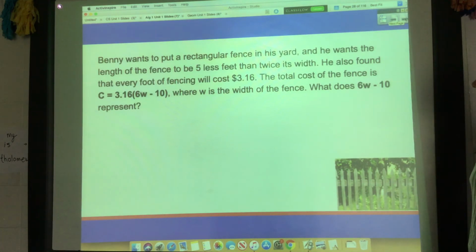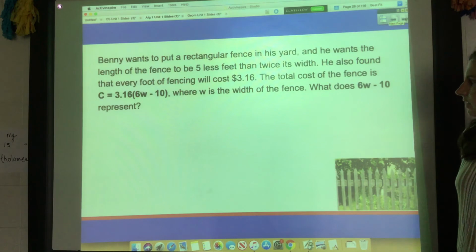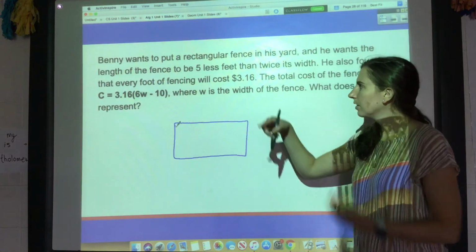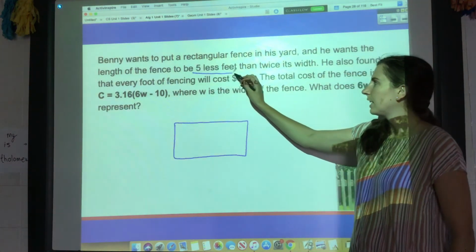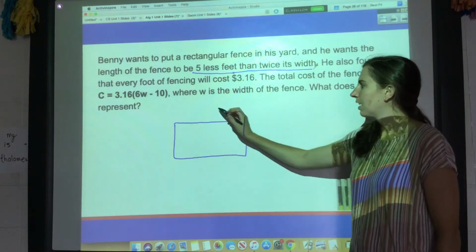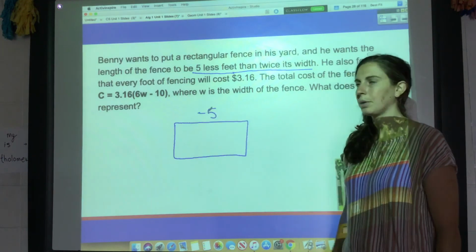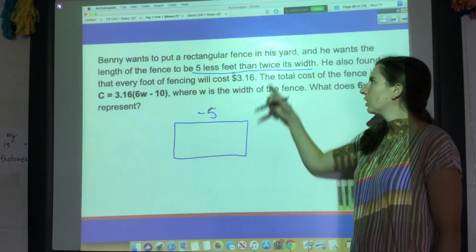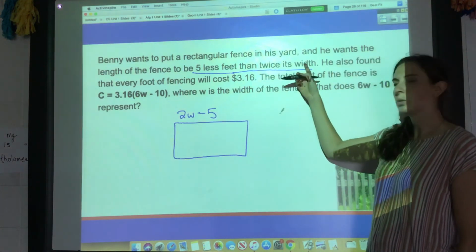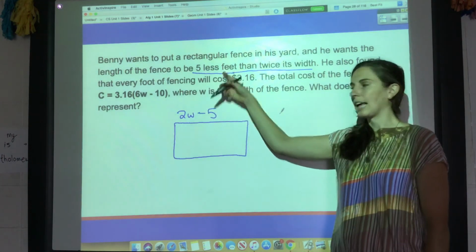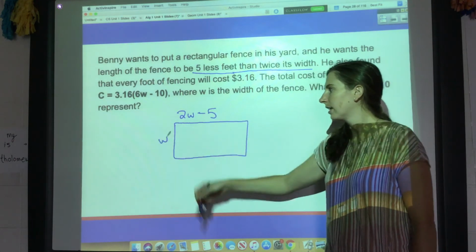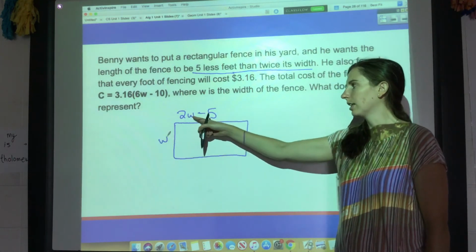Benny wants to put a rectangular fence in his yard, and let's draw a rectangular fence. It says he wants the length of the fence to be 5 less feet than twice its width. So let's write an expression for that. 5 less than means take 5 away from this, twice its width. So I do twice its width, and then I'm going to do 5 less than that. So if this was the width, this could be the length: twice the width minus 5.